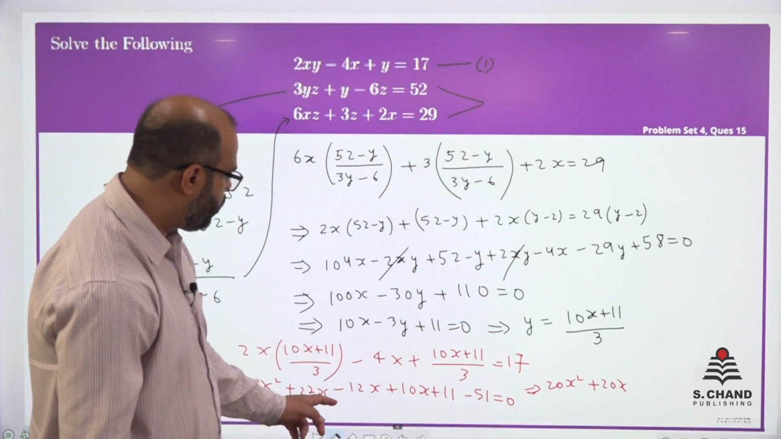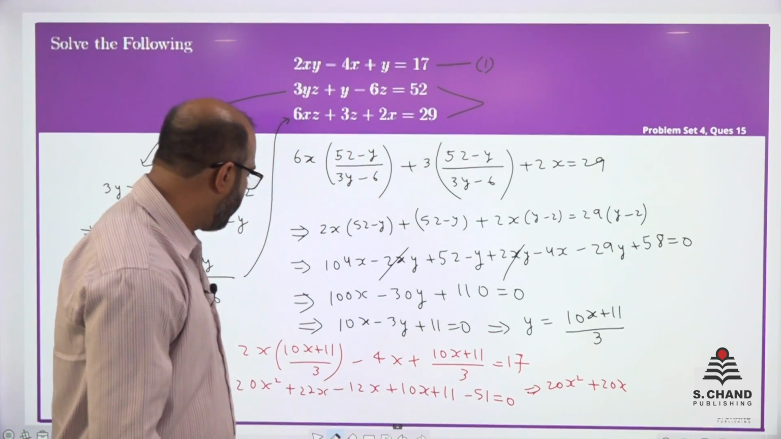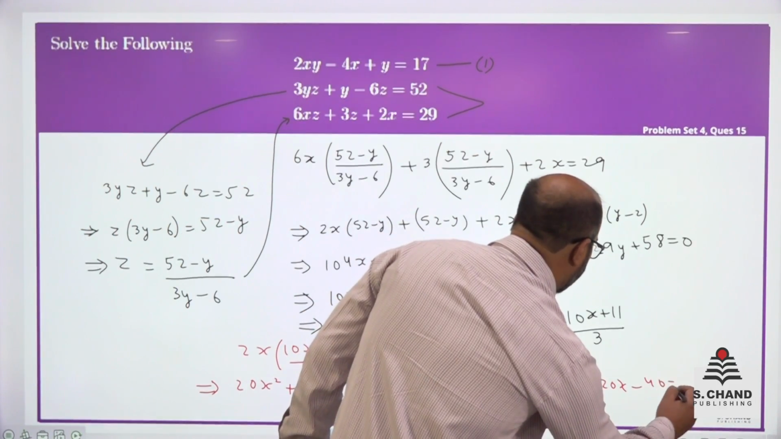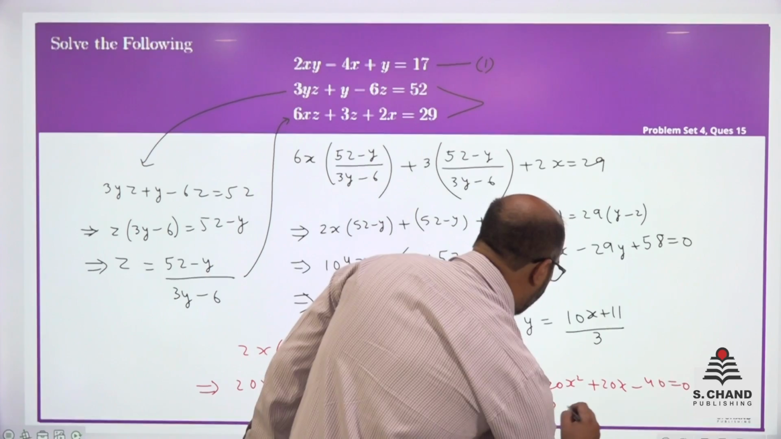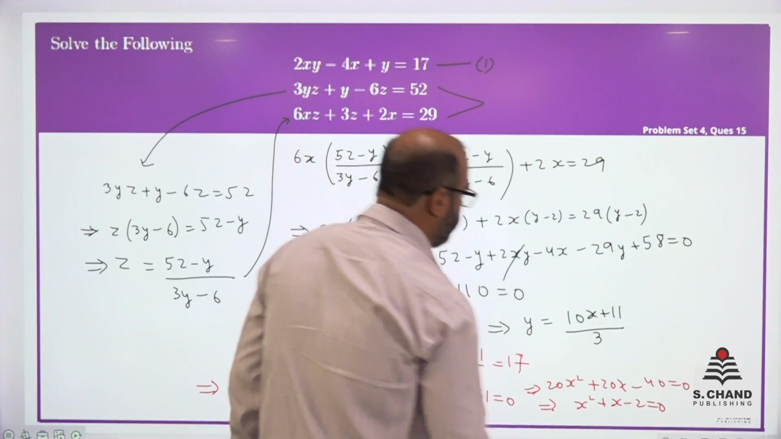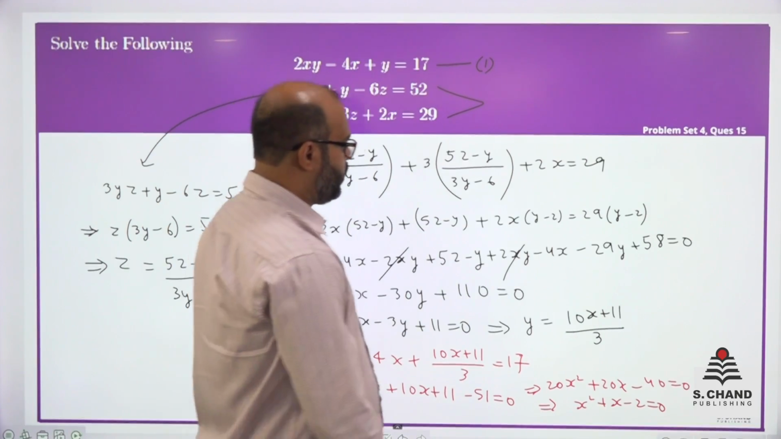And then what about the constant? 11 minus 51 is minus 40, which is equal to 0. So, this will give you x square plus x minus 2 equal to 0. Now, let us solve this one.